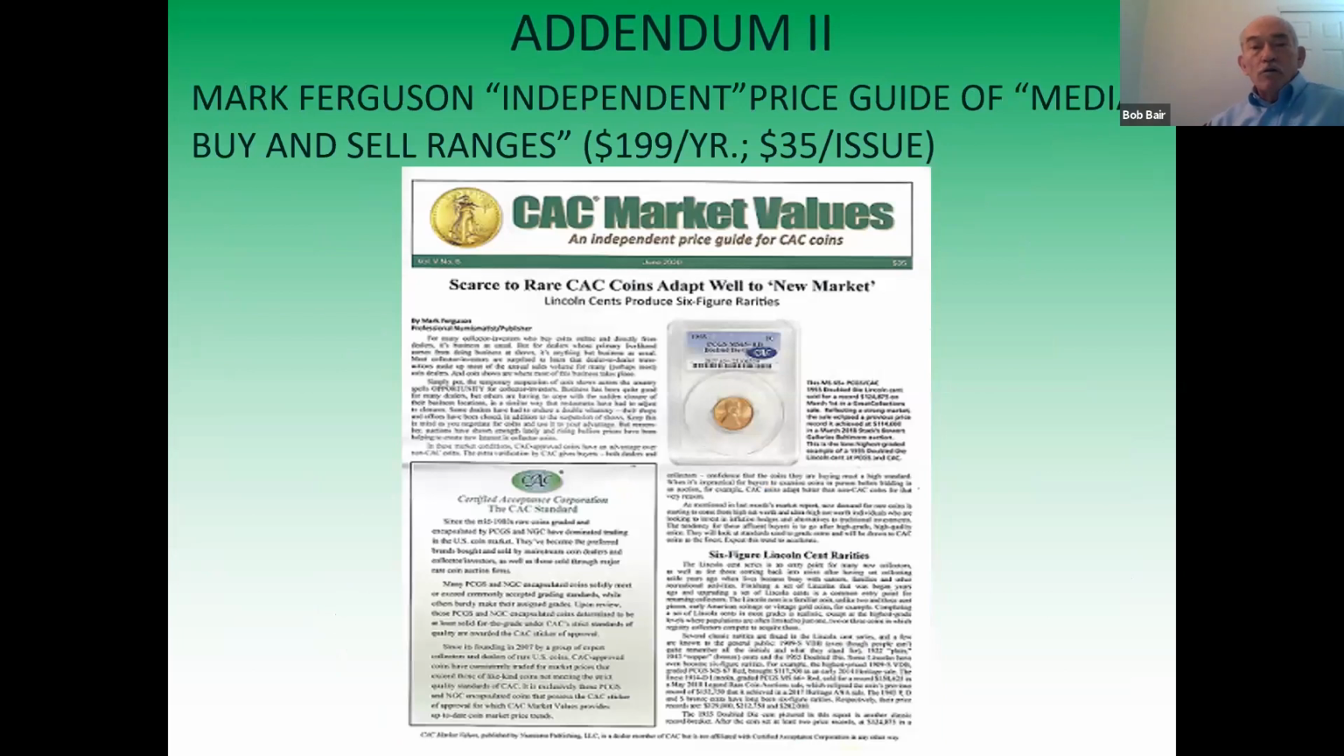Here's another one. Mark Ferguson, the guy who did that study of Heritage coins, has a monthly newsletter. It's an independent, quote unquote, price guide of, quote, median buy and sell ranges. Costs $199 a year or $35 an issue. I buy each of them from time to time when I want to keep track of where the CAC market is, so they've been helpful to me. I get nothing from either CDN or Mark Ferguson or anyone else for putting this out there.